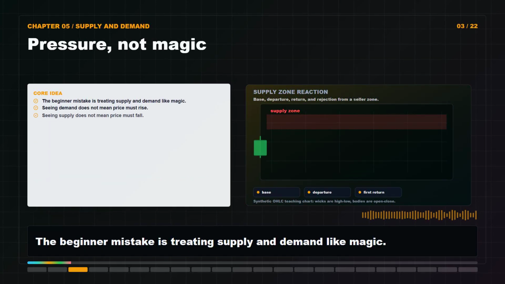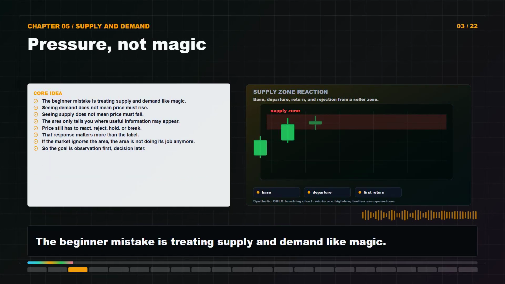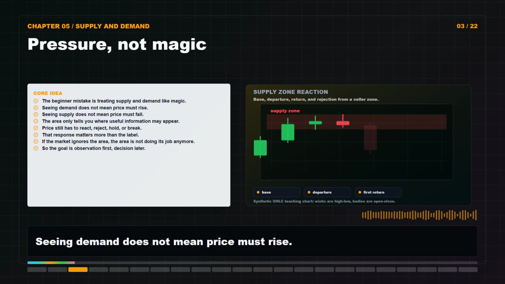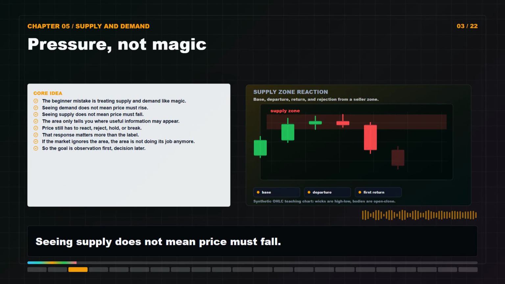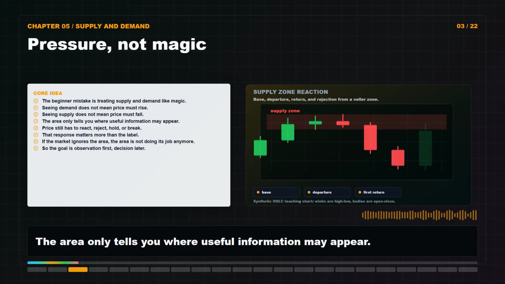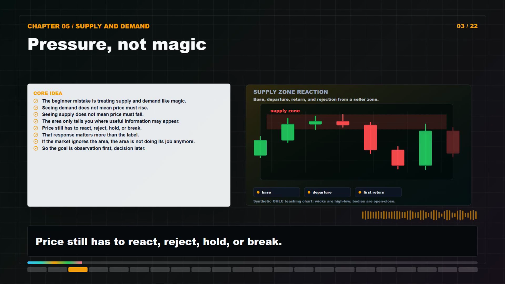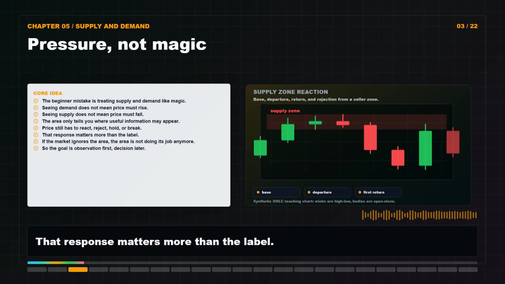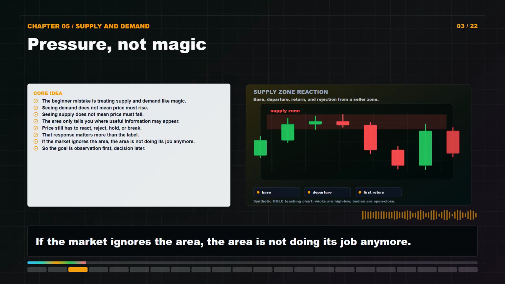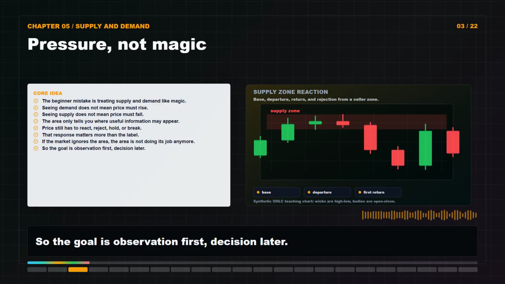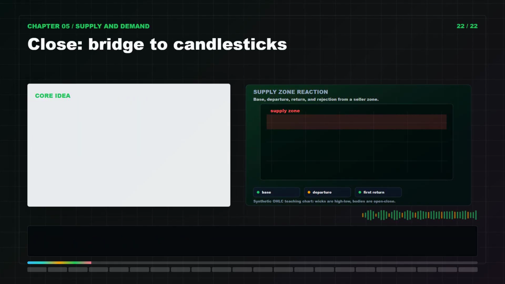The beginner mistake is treating supply and demand like magic. Seeing demand does not mean price must rise. Seeing supply does not mean price must fall. The area only tells you where useful information may appear. Price still has to react, reject, hold, or break. That response matters more than the label. If the market ignores the area, it is not doing its job anymore. So the goal is observation first, decision later.